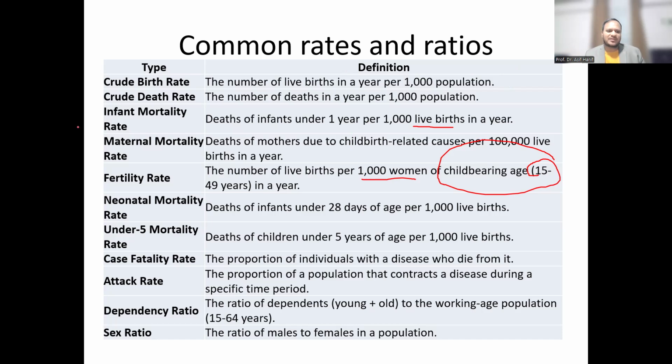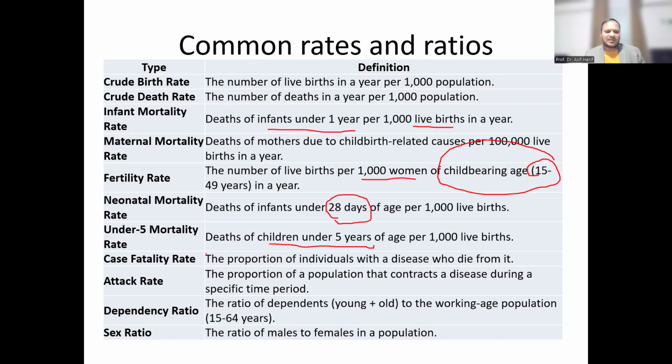Neonatal mortality: what is the difference between infant and neonatal mortality? Infant is death of infants under 1 year, and neonatal is death of infants under 28 days. So you already know neonates are those whose age is under 28 days, per 1,000 live births. Under-5 mortality: like 1 year was used there, 5 years is used here. Death of children under 5 years of age per 1,000 live births.